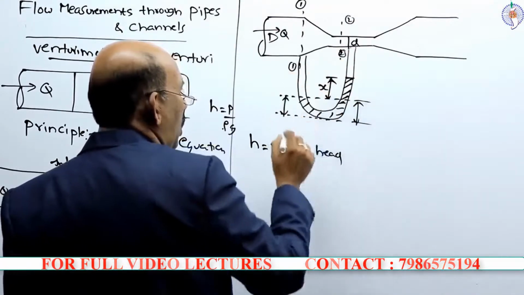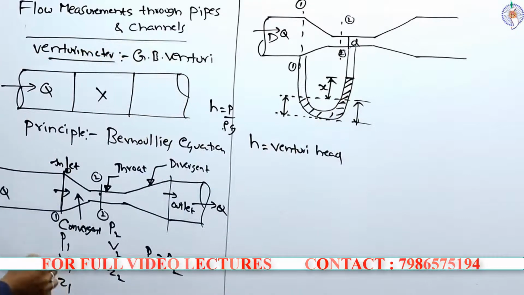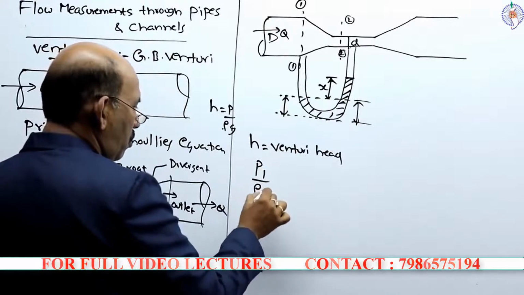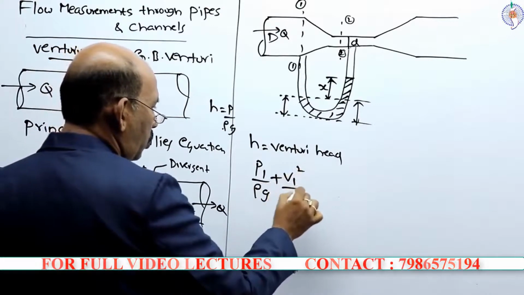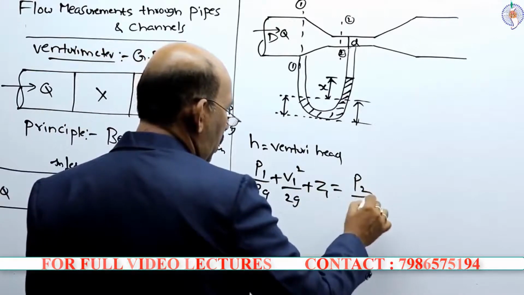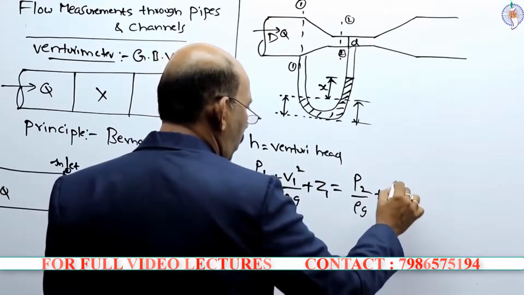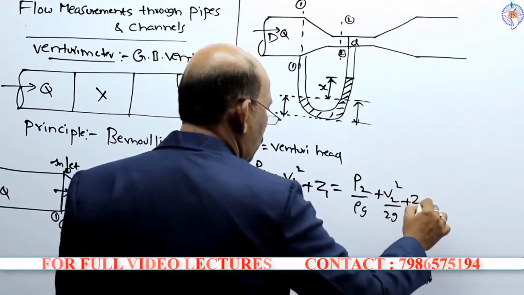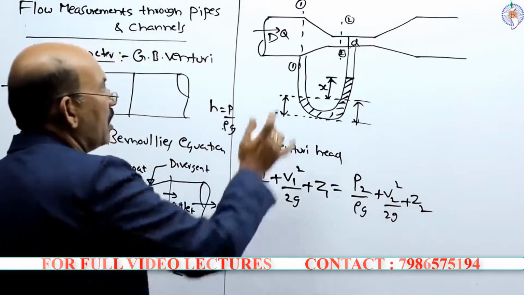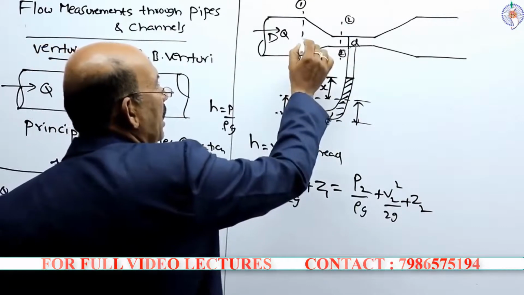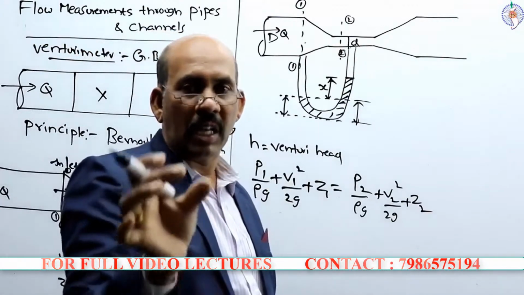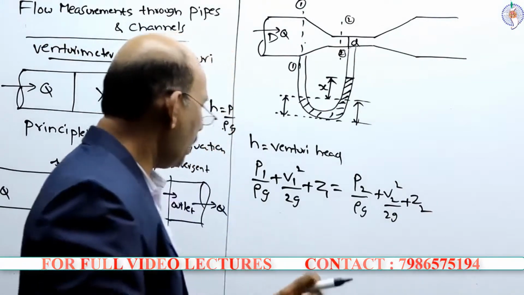So according to this, the pressure P1, V1, Z1. So P1 by rho G plus V1 square by 2G plus Z1 is equal to P2 by rho G plus V2 square by 2G plus Z2. So this is Bernoulli's equation. I have applied Bernoulli's equation between these 2 points, neglecting the losses from this point to this point.